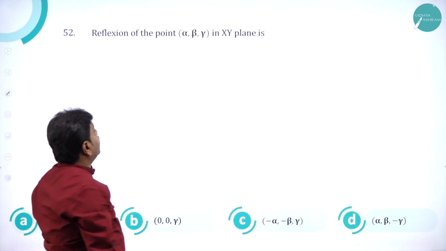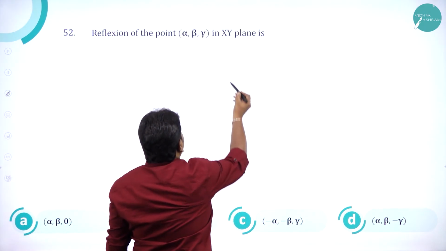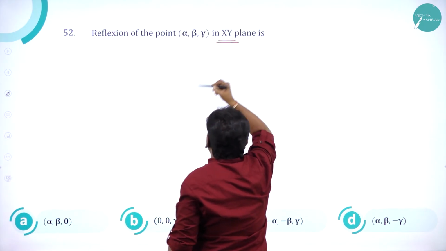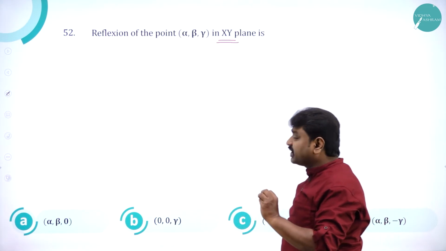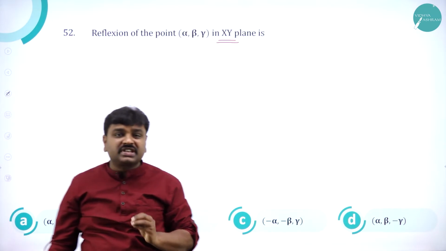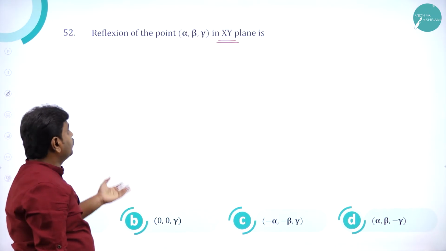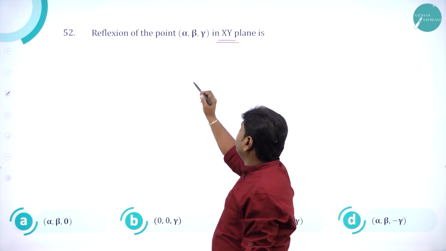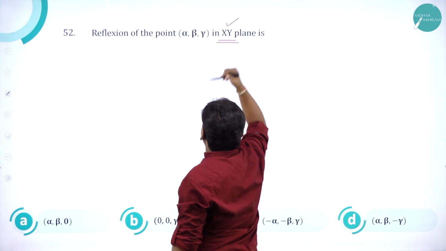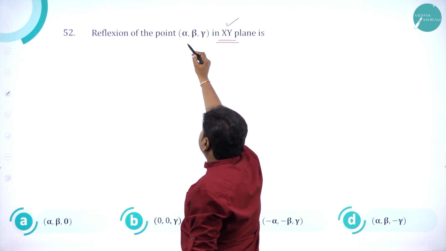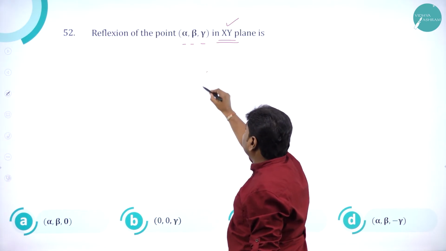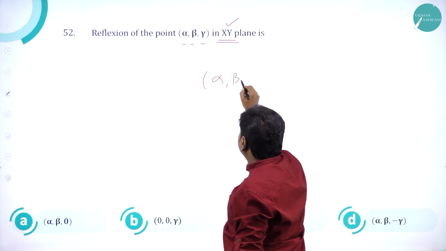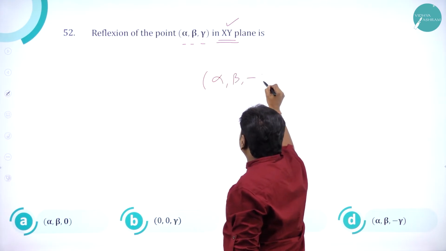reflection of the point alpha, beta, gamma in xy plane. Interesting. They want reflection in which plane? XY plane. So reflection in xy plane, the missing is what? Z. So reflection of a point will have x coordinate, y coordinate, z coordinate. Missing is what? Z. So reflection of alpha, beta, gamma changes. It will become minus gamma.